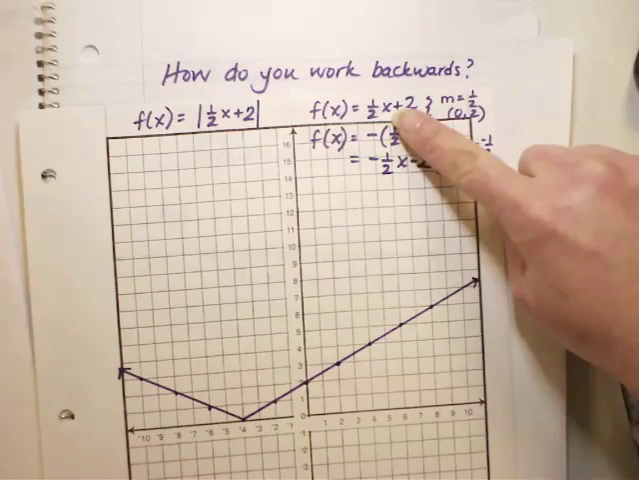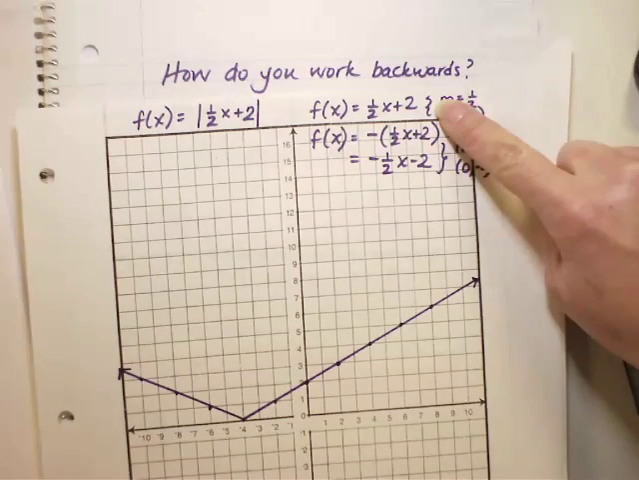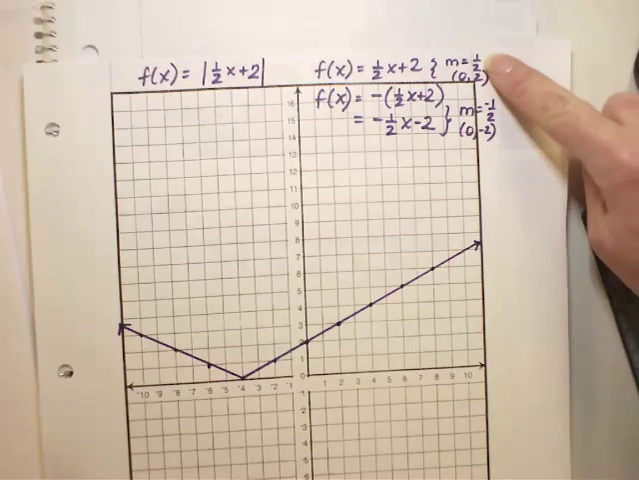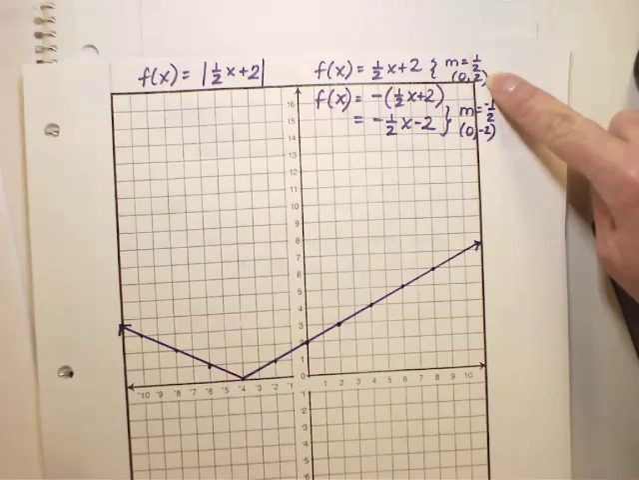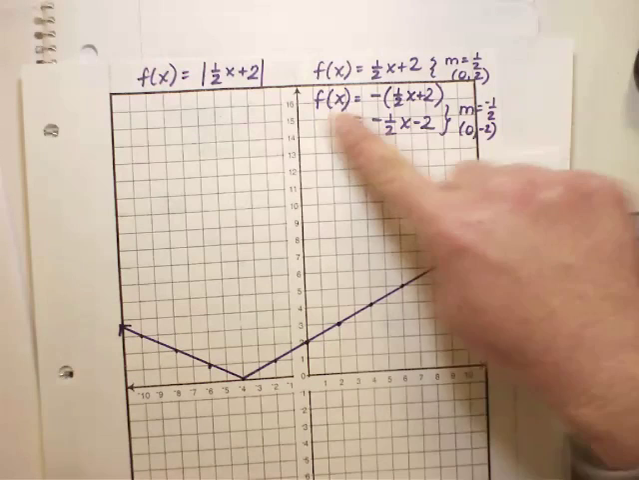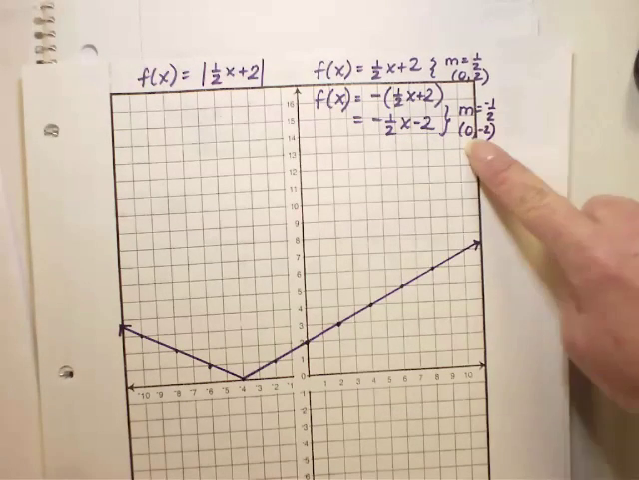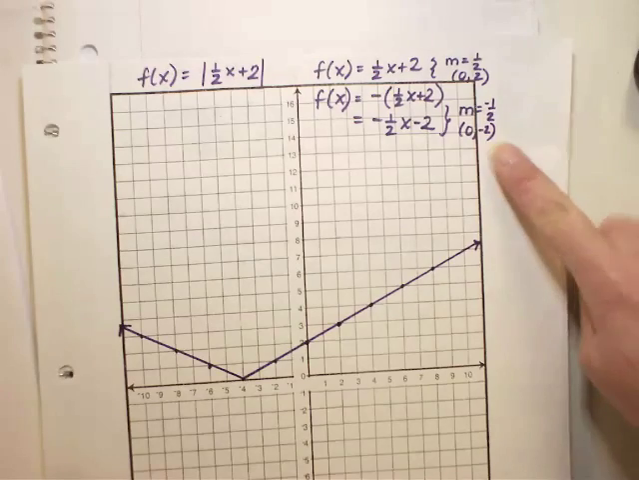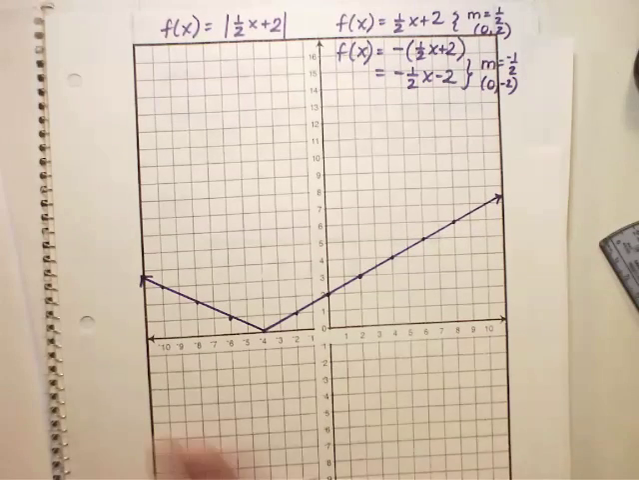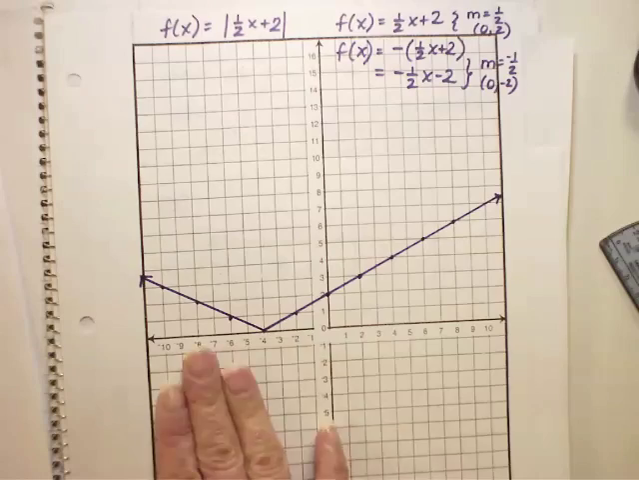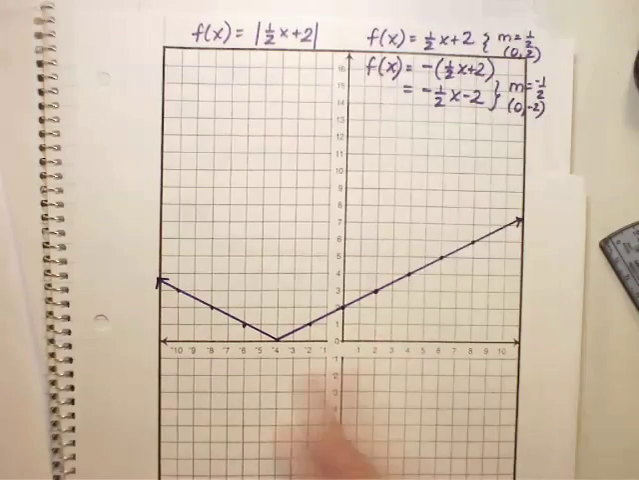f of x is 1/2 x plus 2, your positive case, where your slope would be 1/2 and your intercept is (0, 2). And f of x is the negative case, in which case you would have a slope of negative 1/2 and (0, negative 2). And what I did was the same thing, I graphed it, and then I had to erase everything down at the bottom, and the V turned out kind of off-center this time.